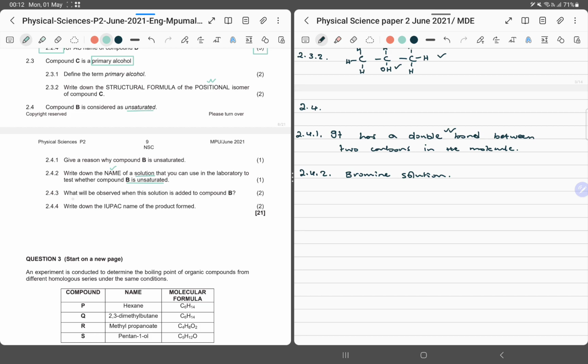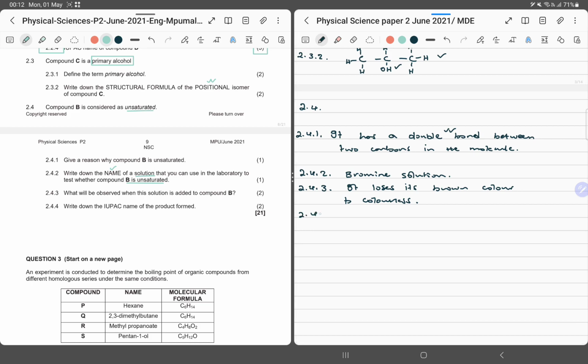Okay, so then the next question, 2.4.3 says, what will be observed when this solution is added to compound B? It loses its color. We can just say it loses its brown color to colorless, because we know that haloalkanes are colorless. Now it says write down the IUPAC name of the product formed.